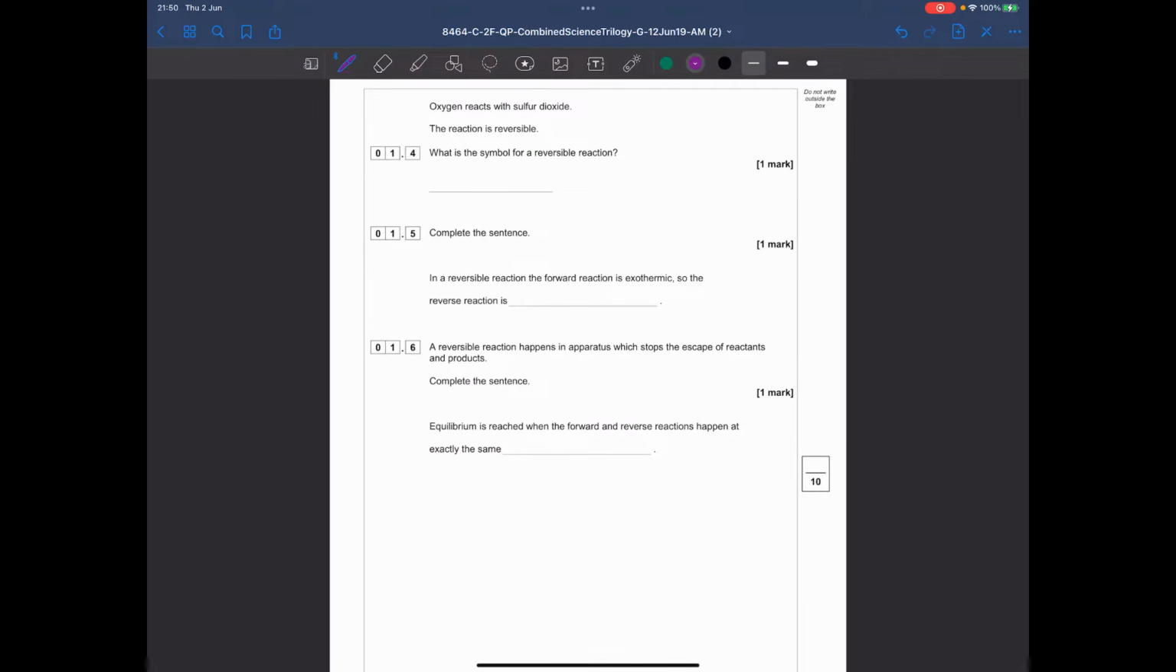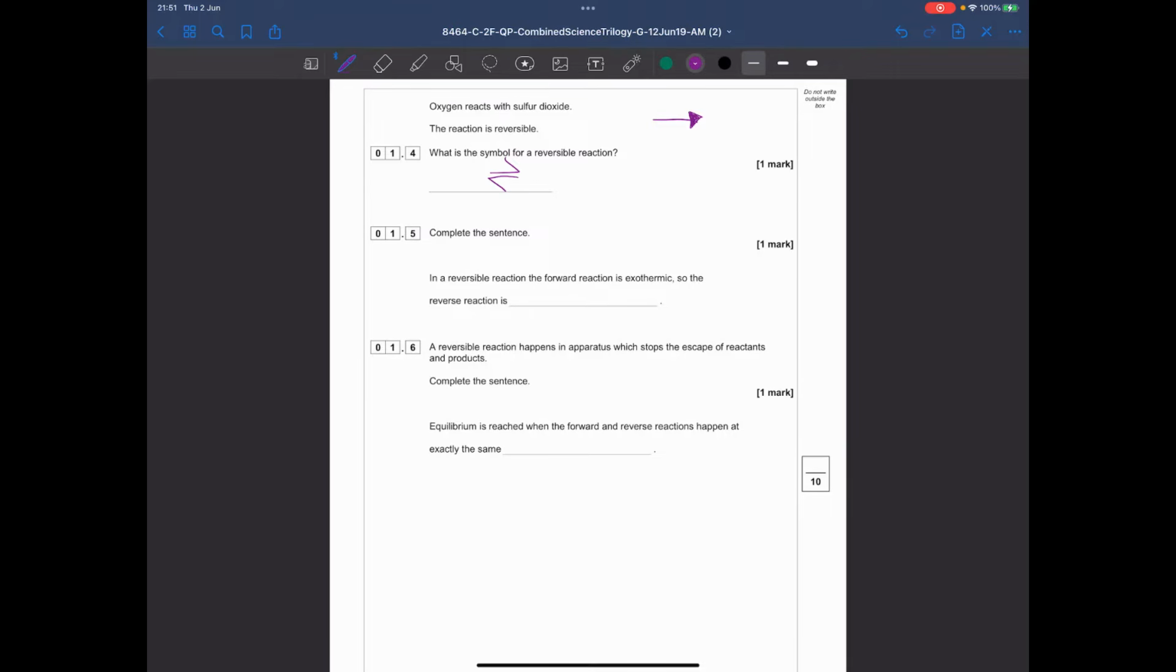Oxygen reacts with sulfur dioxide. The reaction is reversible. What is the symbol for a reversible reaction? Well, the symbol for a reversible reaction is this one with 2 half arrows. Remember, in pretty much 99% of chemical reactions, it's permanent, so we just use an arrow, but for a reversible reaction, we use 2 half arrows.